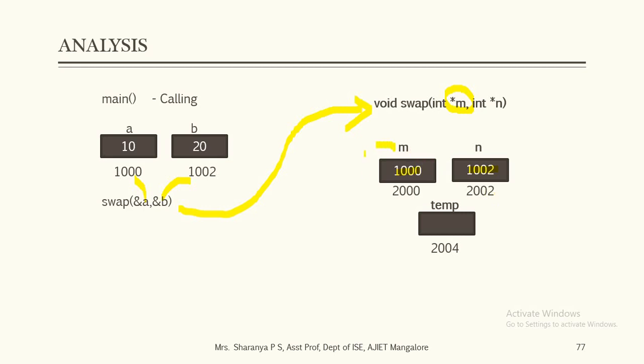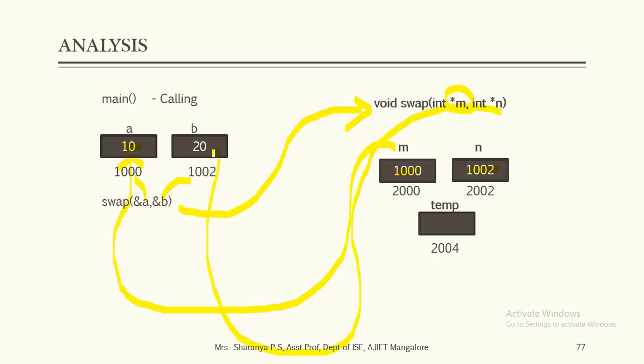Now, since we referred to star m, it is pointing to the value stored in the 1000 location. That is nothing but 10. And once again, we have referred to star n, so it is pointing to the value stored in the 1002 location.